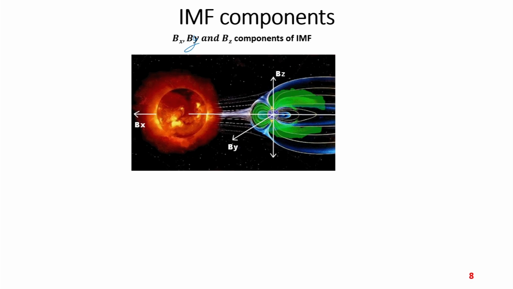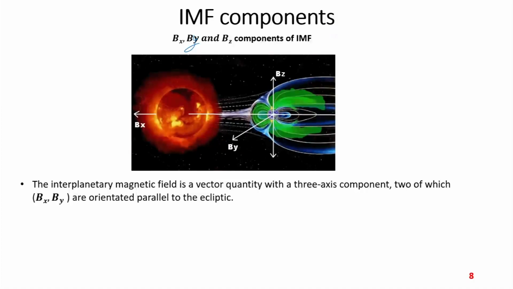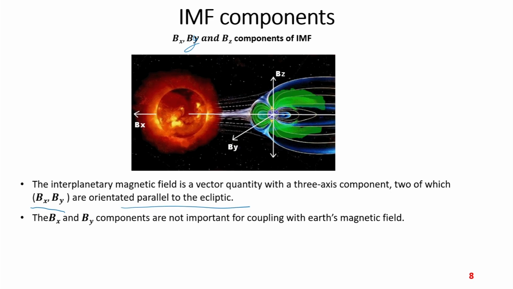Now, Bx and By will be in the ecliptic plane, the orbit in which the Earth is revolving. So, Bx and By are oriented parallel to the ecliptic. The Bx and By components are not important for the interaction with the Earth's magnetic field. The important one will be only the z component, which will interact.